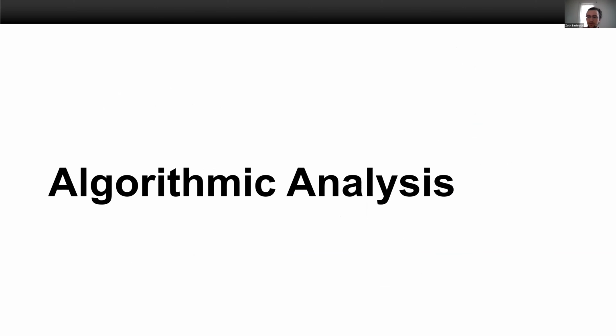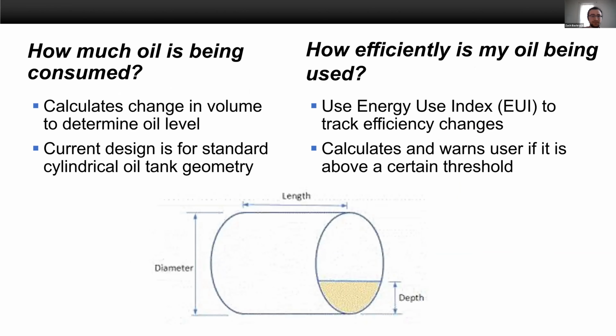So let's get into the algorithmic analysis. This is a very exciting portion for us. There are actually three parts, and I'll start with the first: how much oil is being consumed. We wanted to be able to easily tell the user exactly how much oil has been used in their tank, and this is done, like I said, through calculations based on the dimensions of the tank.